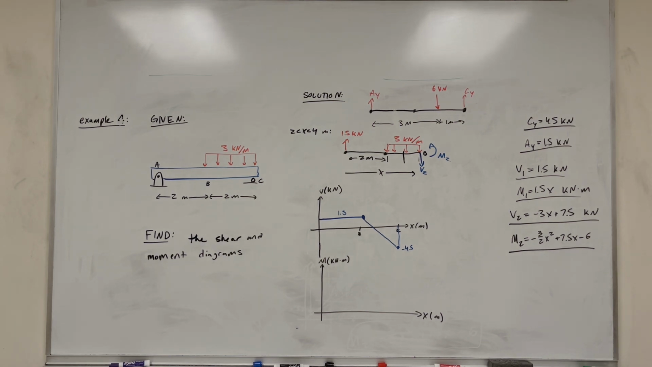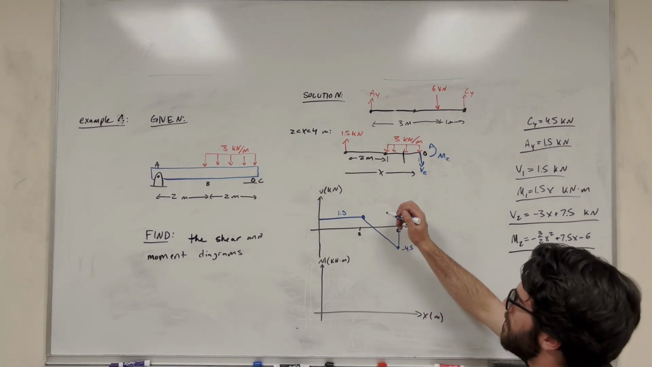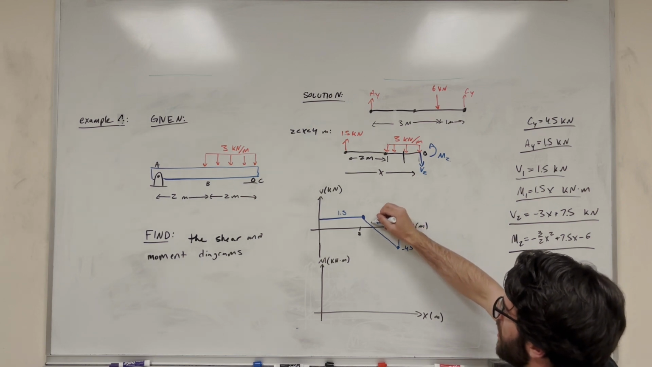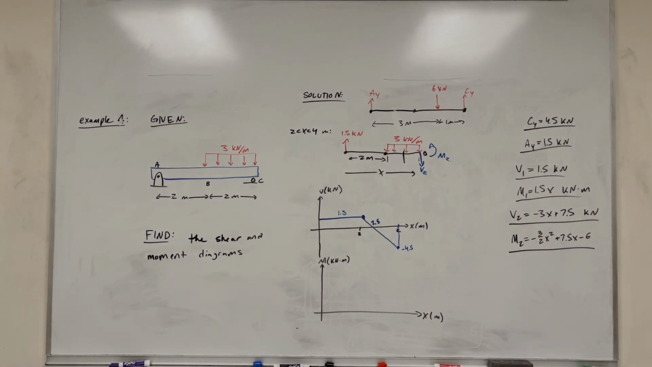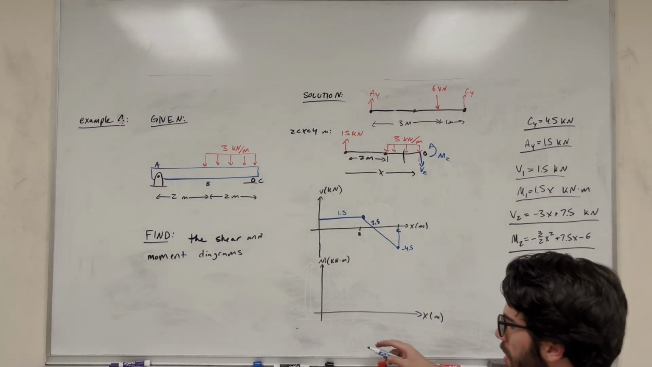So one last thing we can add here is the intercepts. It's pretty easy to tell algebraically that the intercept happens at 2.5. You can also set v equal to 0 here, so 0 is equal to negative 3x plus 7.5. You'll find that x is equal to 2.5. So there we have the shear. Let's draw the moment.